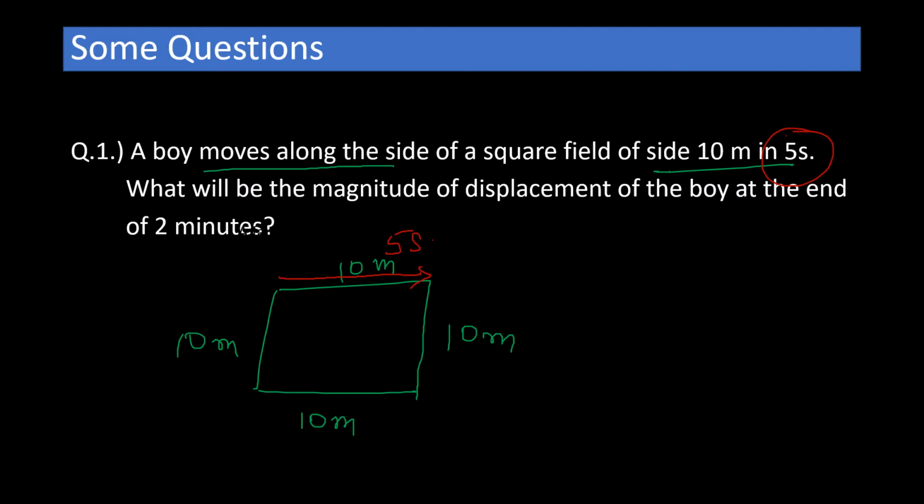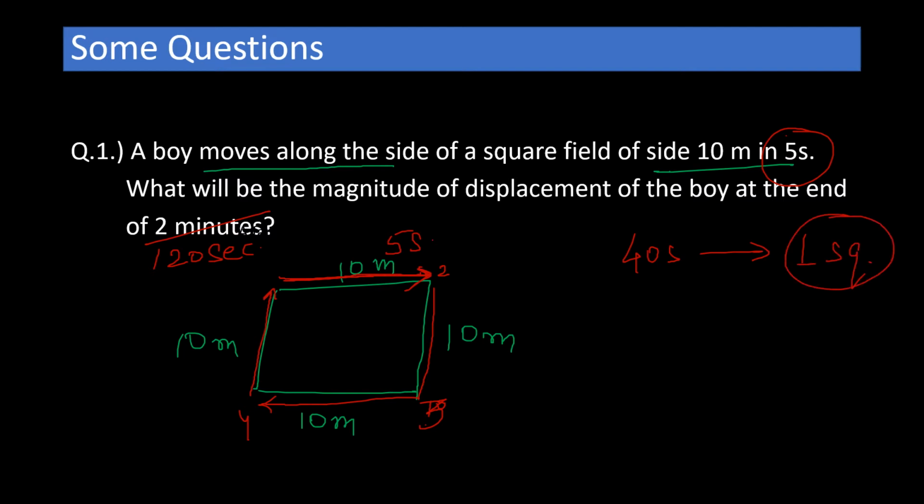Here the boy covers one side of the square in 5 seconds. We are required to find the distance and displacement at the end of 120 seconds. If we divide, we can observe that in 5 seconds the boy comes to position 2, in 10 seconds to position 3, in 15 seconds to position 4, and in 20 seconds the boy returns to its original position. So in 20 seconds the boy completes the circumference of this square.